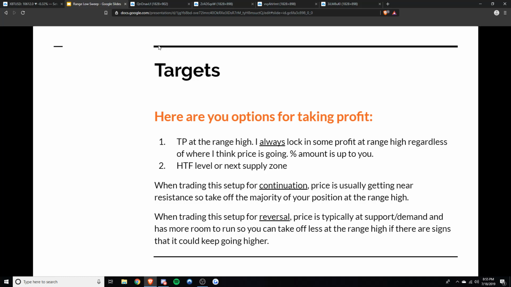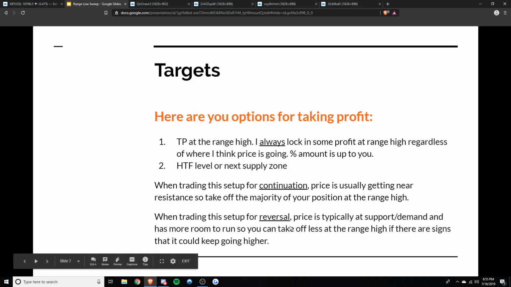resistance levels. Say, for example, this dark line up here at the top is resistance, right? You get an impulse move because you're trading this for continuation, sets the range, sweeps the range low, and if the range high is right here or whatever, you're getting closer and closer to this resistance level.